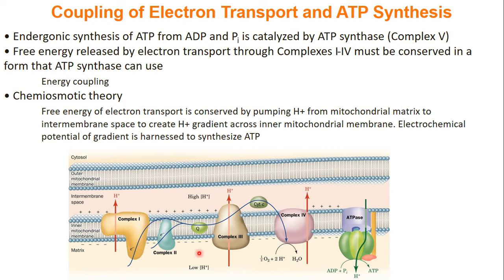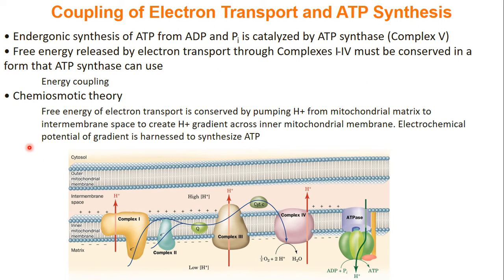As we saw in our previous videos, these complexes happen in steps, so the energy has to be conserved somehow, so we can use it later to make ATP. Basically, we're doing energy coupling for the energy we get from these complexes 1 through 4. We're going to spend it in complex 5, or ATP synthase. And the way we conserve that energy is called chemiosmotic theory.